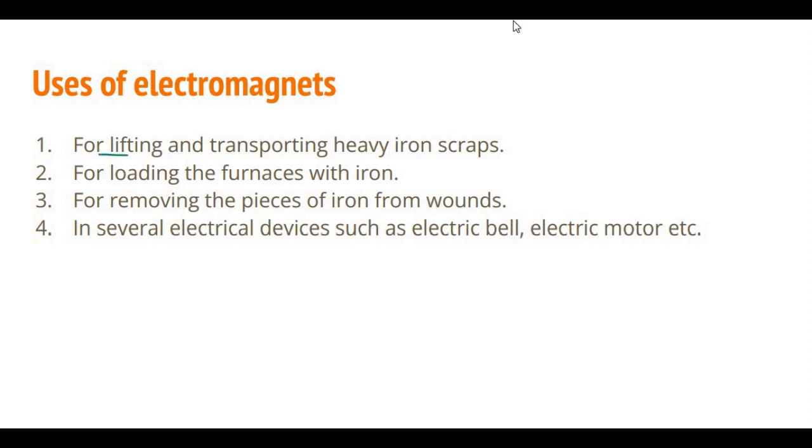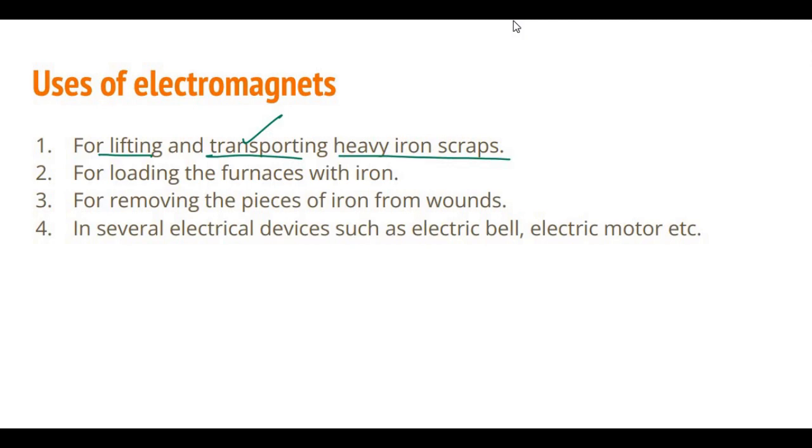Electromagnets kahan use hota hai? For lifting and transporting heavy iron scraps. Okay, bahut bade bade tukde lohe ke jo ki hum manually haath se nahi utha sakte. Electromagnets are brought over the iron scraps and the electromagnet will attract the heavy iron scrap and they can be easily lifted and they can be even transported. Jahan isko girana hai, the electromagnet will take that heavy scrap to that place and wahan use demagnetize kar diya jayega, and that heavy iron scrap will fall on the ground. So use hum transport bhi kar sakte.